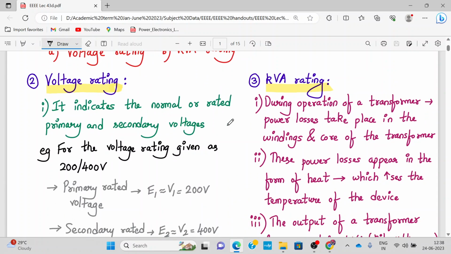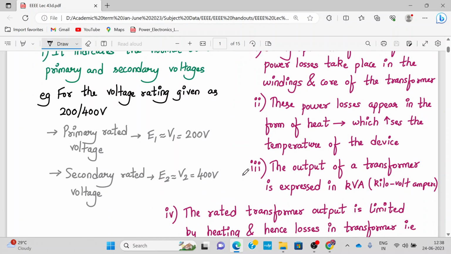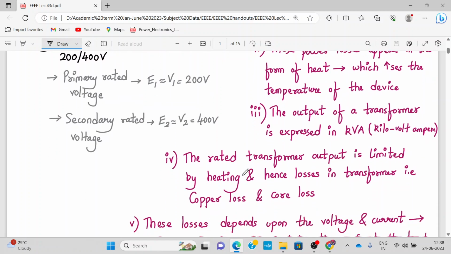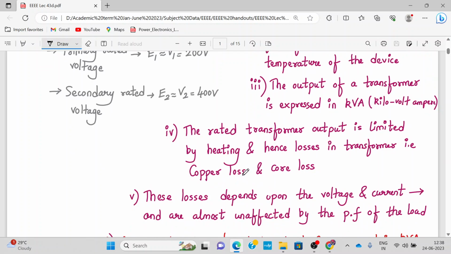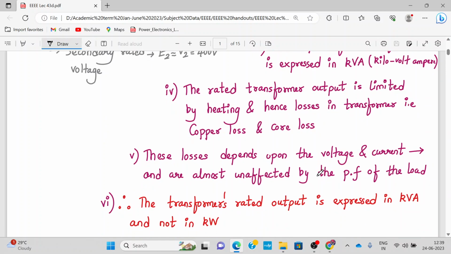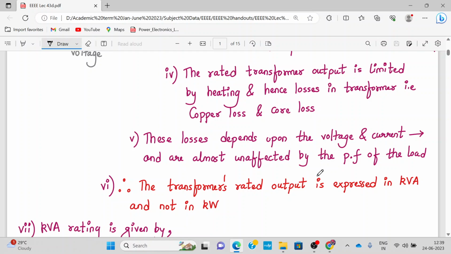In terms of kVA rating, during the operation of the transformer, power losses take place in the winding and the core. These power losses appear in the form of heat, which increases the temperature of the device. Therefore, the output of the transformer is expressed in kVA rating. kVA stands for kilovolt ampere. The rated transformer output is limited by heating, hence the losses in the transformer are the copper and the core losses. These losses depend upon the voltage and the current and are almost unaffected by the power factor of the load. Therefore, the transformer's rated output is expressed in kVA and not in kilowatts.